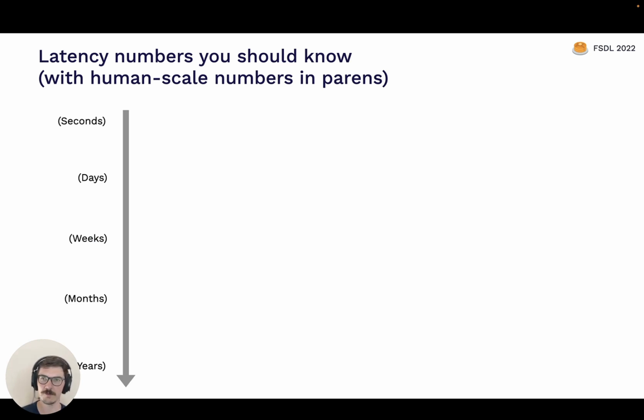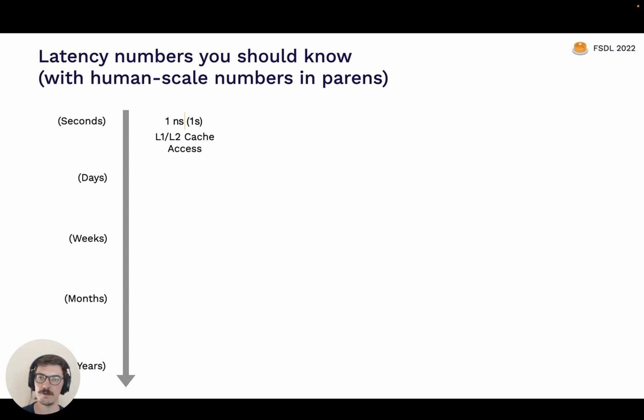And making these slides, I realized, okay, I'm showing you that, but there's also some other latency numbers you should know. So there's a famous document that you might have seen on the internet, originally credited to Jeff Dean, who I think credited Peter Norvig from Google. But I added human scale numbers in parens.